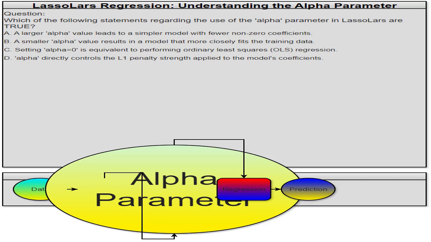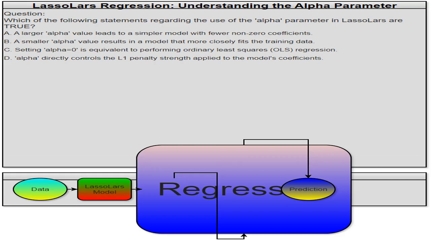Regression is a supervised machine learning task where you predict a continuous target variable based on input features. LassoLars is a type of regression model that uses both the lasso regularization technique and the least angle regression, LARS, algorithm to efficiently find the regression coefficients. After training a regression model like LassoLars, you use it to make predictions on new, unseen data. The model uses the learned coefficients and input features to estimate the target variable.